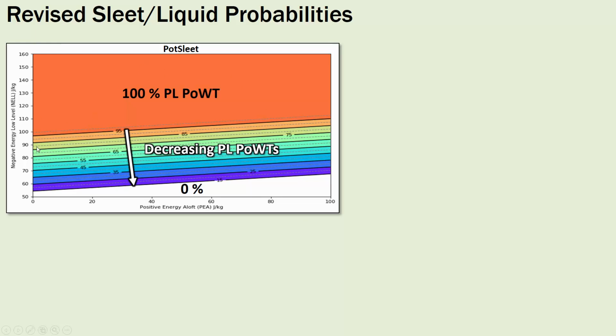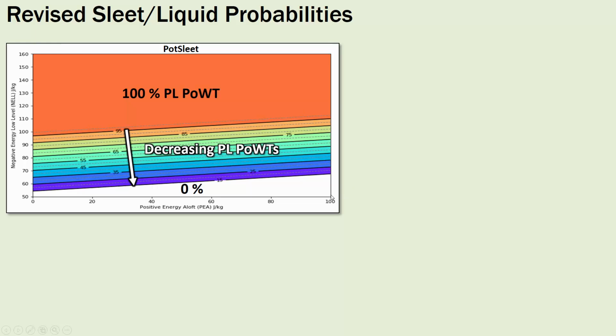These are the new thresholds that we are using in Forecast Builder to determine the probabilities of sleet in this case. So as you can see from the chart, once you get close to around 100 joules per kilogram of negative energy or refreezing energy in the low levels, this is where we're going to have our highest potential for sleet probs coming out. As you can see, as you get more and more positive energy aloft, there is a slope to the line.